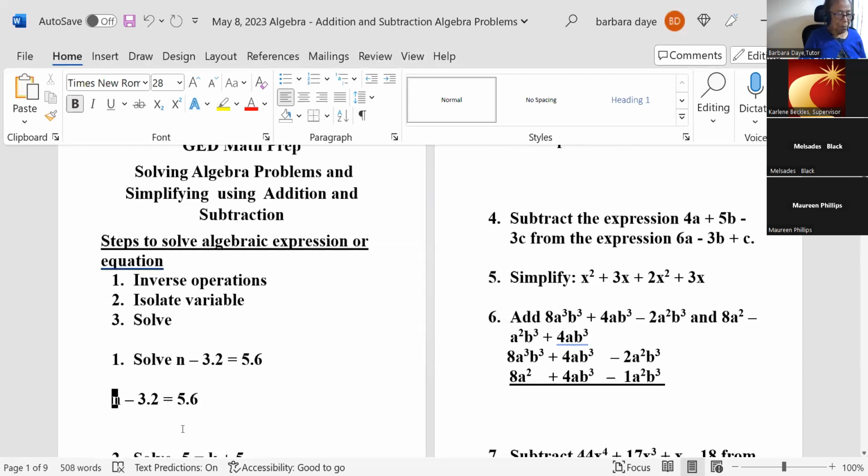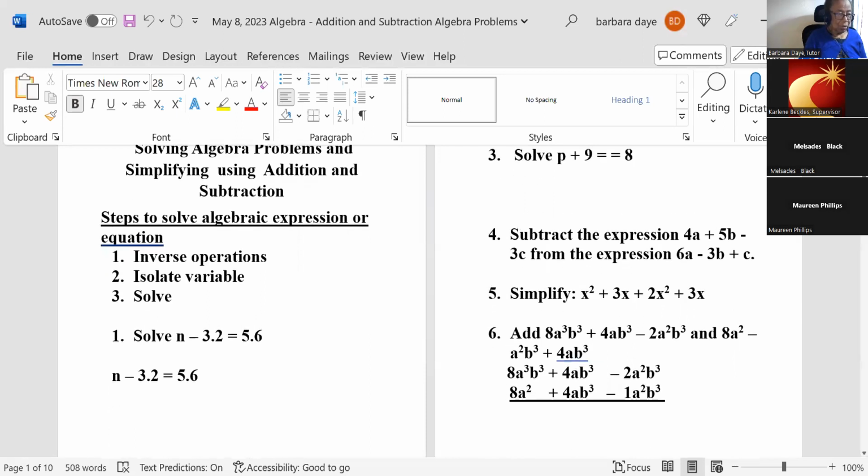What's your inverse operation? The subtract. No, it's add, Maureen. That's the subtraction there. Oh yeah. Inverse, if I'm subtracting, I add. So what is it, Maureen? What's n equal to? 8.8. That what you got, Mercedes?